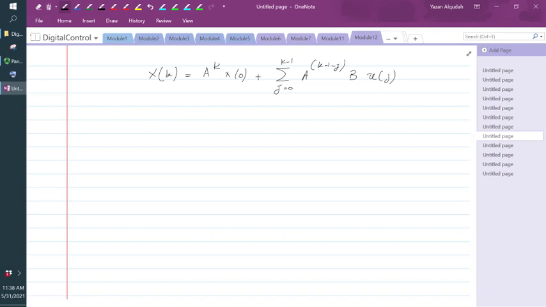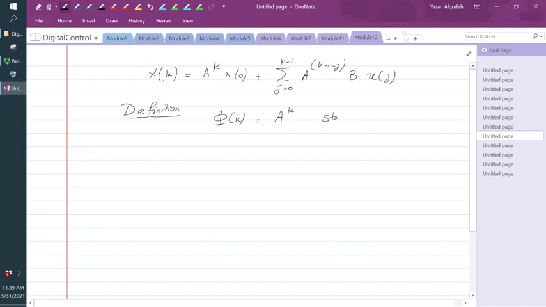Again, A to the k multiplied by x of 0 plus the summation of A to the k minus 1 minus j multiplied by B multiplied by u of j. Now what we're going to do is define some terms here. We're going to define phi of k equal to A to the power of k, and we're going to call this the state transition matrix.